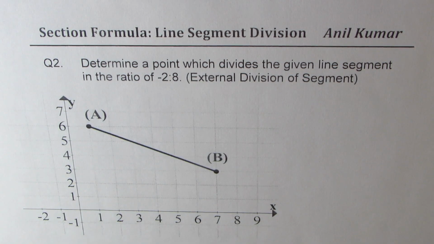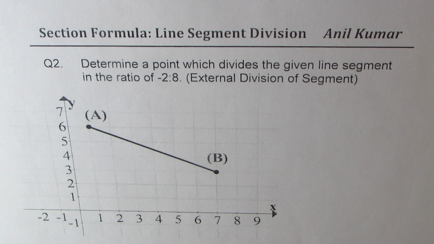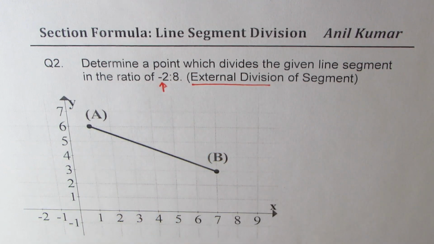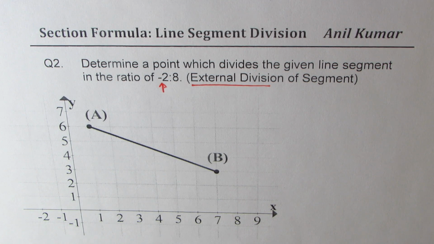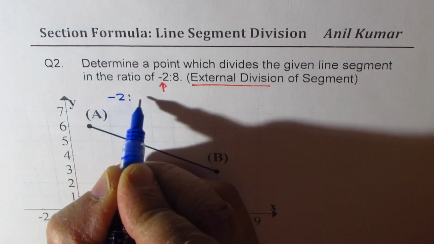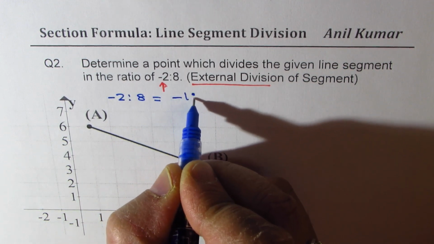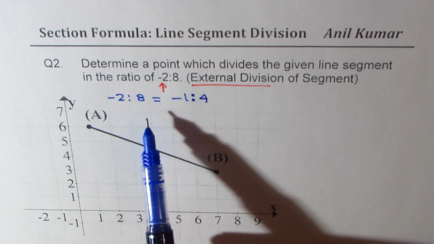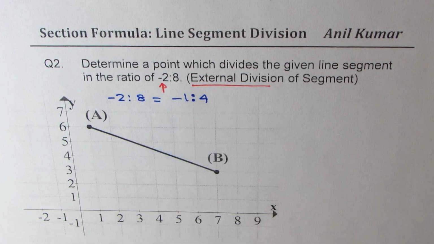Here is question number 2. Determine a point which divides the given line segment in the ratio of minus 2 to 8. Since we have this negative number here, we know it is external division. Okay, so that is kind of important to understand. Now purposely I have given you a value which is minus 2, 8. Now look at it like this. Minus 2 is to 8 is also equal to minus 1 is to 4. So at times if in a question you have values which have some common factors, reduce it to the lowest terms as we've done here.